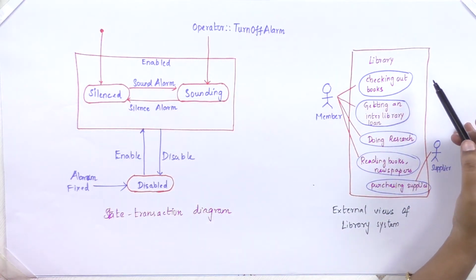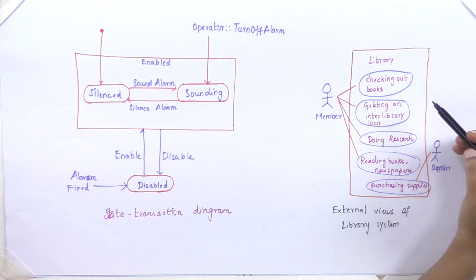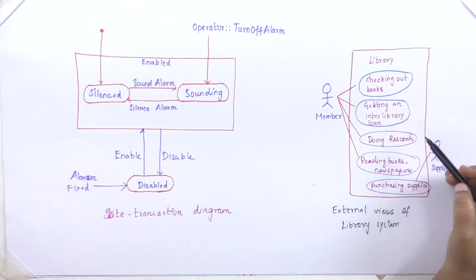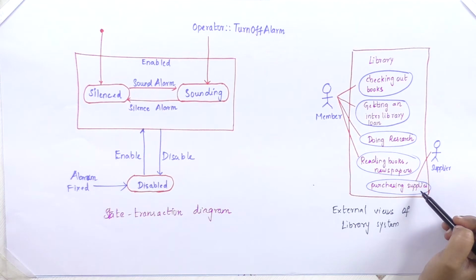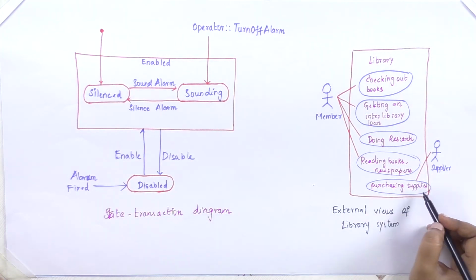Your software will have some processes like checking out books, getting an interlibrary loan, doing research in the library, reading books and newspapers in the library, and purchasing supplies from outside customers. You have to purchase library books whenever a new edition or new version is needed by the students or readers. This has to be done by the supplier. The supplier, who is the librarian, will be collecting the new articles and new books which are of interest to the readers.